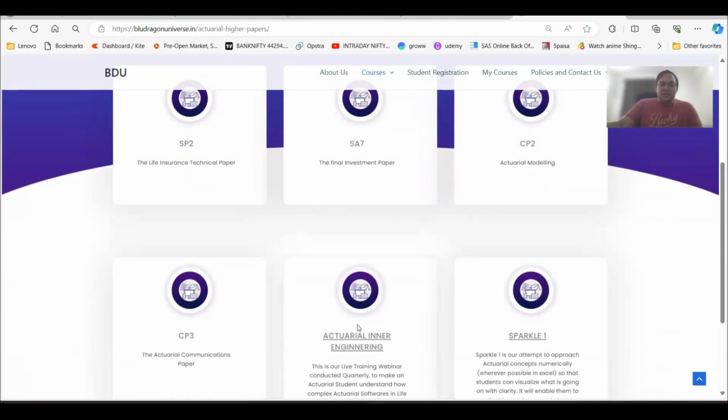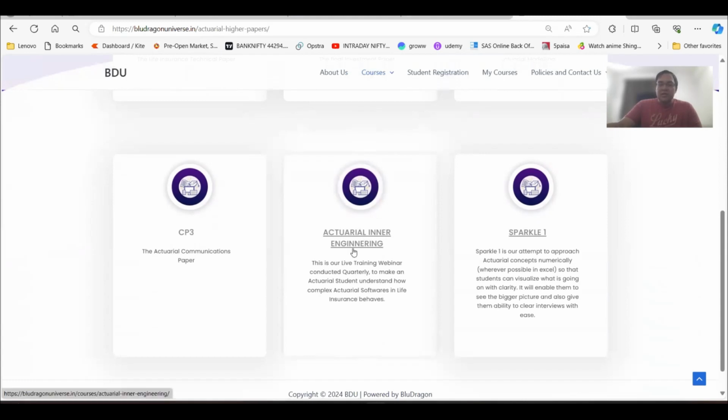Now this is the Actuarial Inner Engineering course. This is our quarterly live course where someone from my team, or maybe like this time I did it, goes through an actuarial software. This time there was only one registration, shockingly, and because I made the commitment, I went through it, and at least that was a lovely experience.